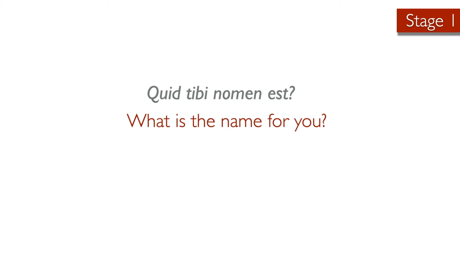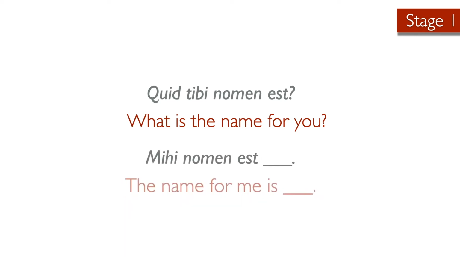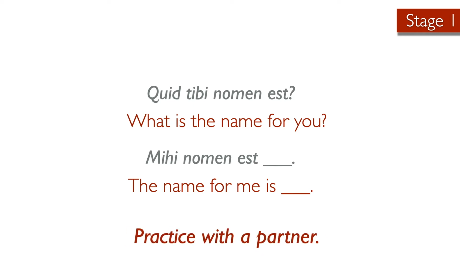Now, if you wanted to ask someone their name, if this is the first time that you've met them, you would use the expression quid tibi nomen est? What is the name for you? And if you were being asked this question yourself, your reply would be mihi nomen est. The name for me is, and then you supply your name. So for example, in my case, mihi nomen est Magister Silva.